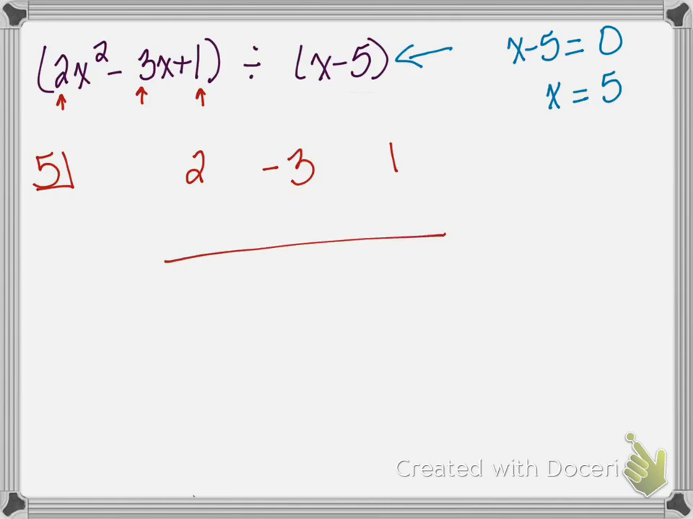I'm going to bring that 2 directly down. I multiply that 2 times 5. What is 2 times 5? Negative 3 plus 10 gives me positive 7. I'm going to multiply that 7 times 5. 7 times 5 is 35. 1 plus 35 is 36. So this is my remainder.